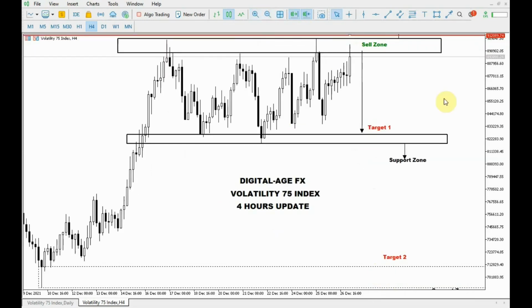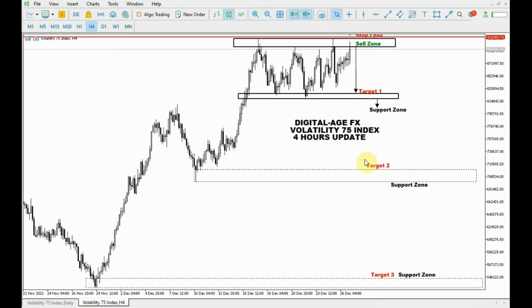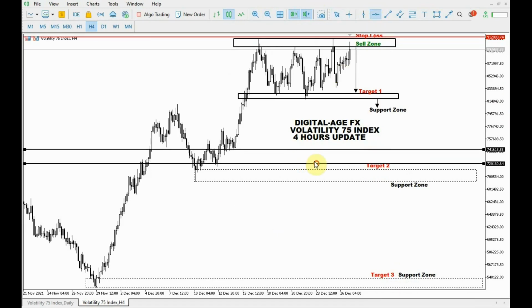So yeah, this is it. We've managed to label all our targets. So we've got target 1, target 2, and target 3. There are these small support zones. If you look, we've got all these small support zones, but we should look for a major support zone. Once we look for a major support zone, these are the major support zones.